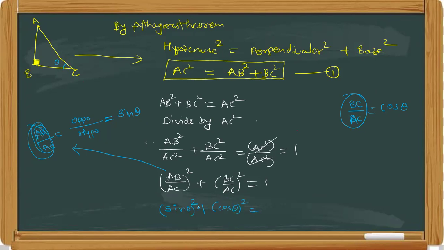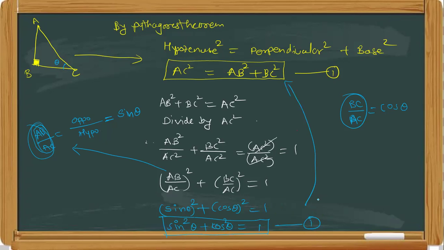Now instead of writing the square in the bracket, let me write sine square theta plus cos square theta is equal to 1. So this is my first fundamental trigonometric identity. First identity. Can you construct the second identity from this equation? This I have constructed from this equation.